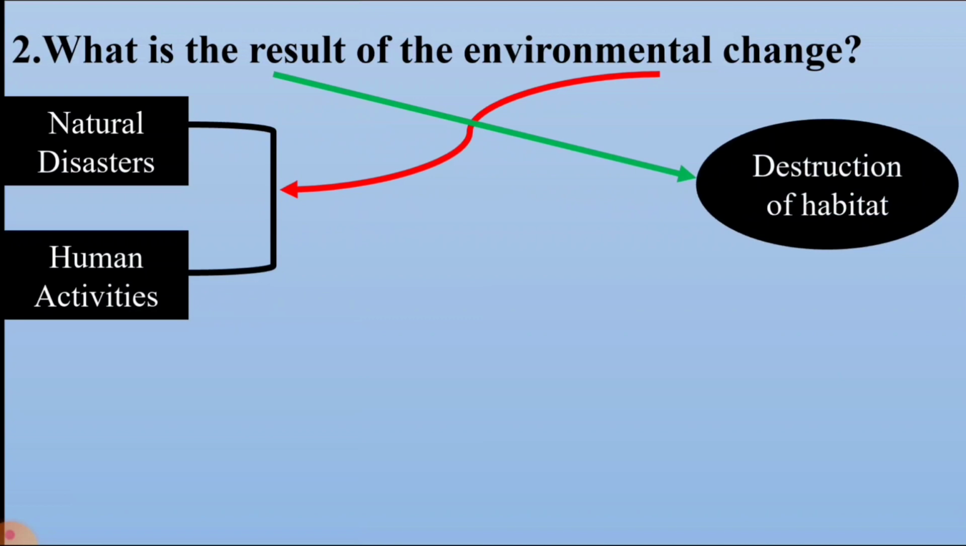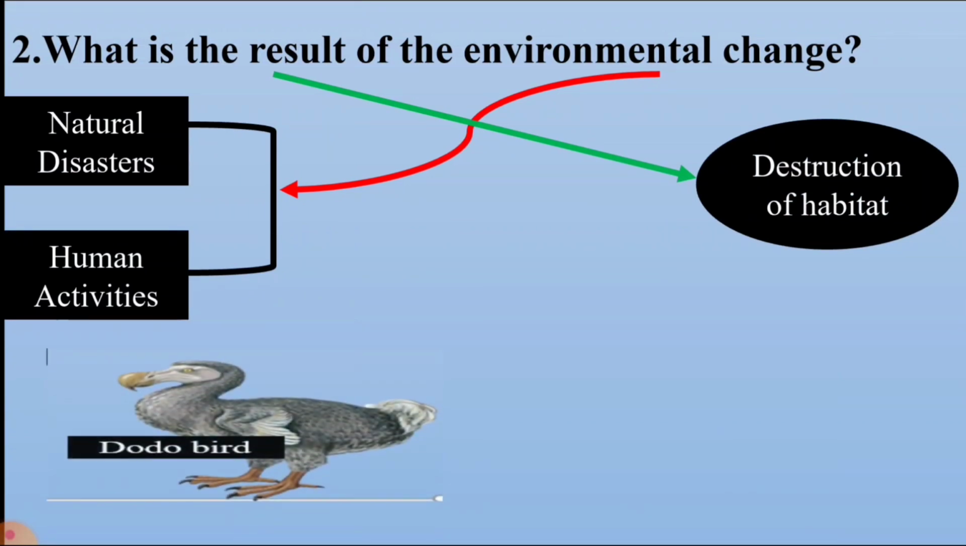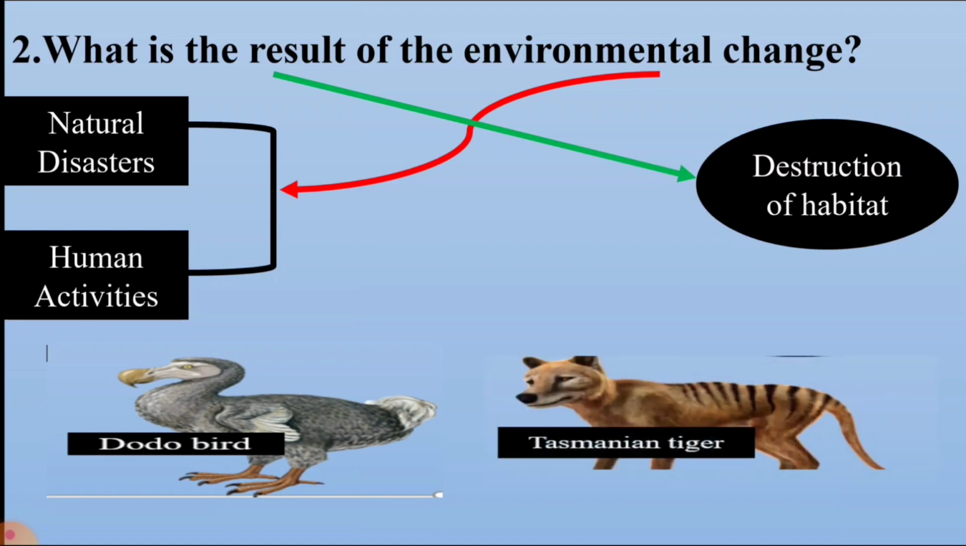Do you know the meaning of extinction? Extinction means the dying out or termination of a plant or animal. That means there is no animal or plant left on earth of that species. So on this earth once there were the dodo bird and Tasmanian tiger, but now they are not here. They got extinct because their habitat got destroyed, maybe because of natural disasters or maybe because of human activities.